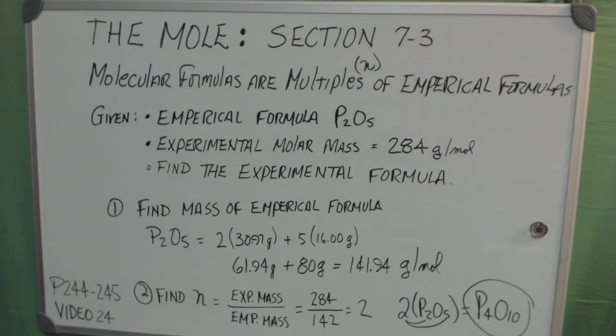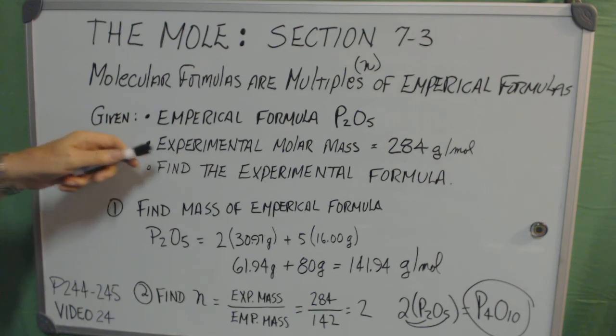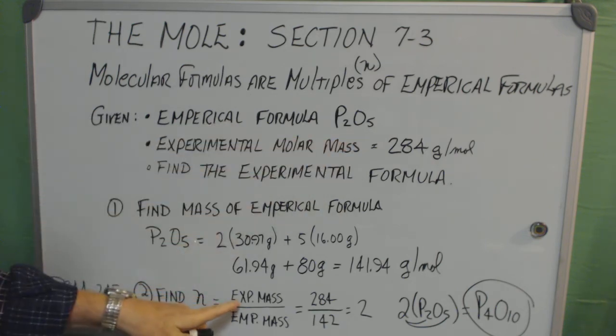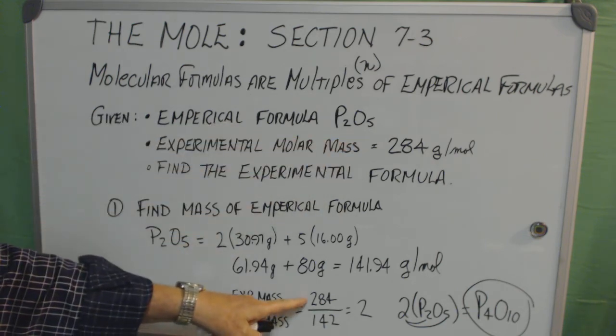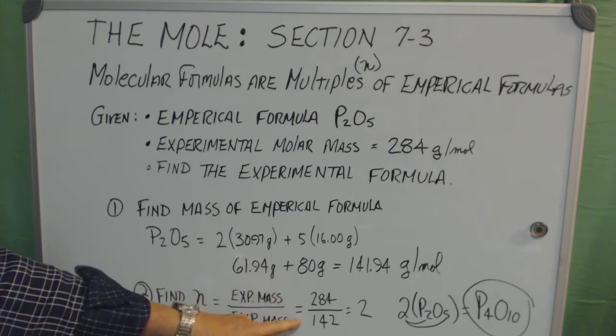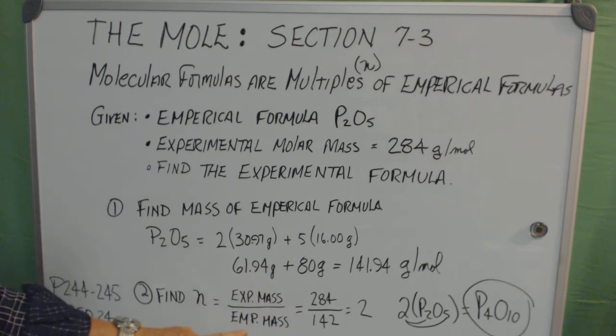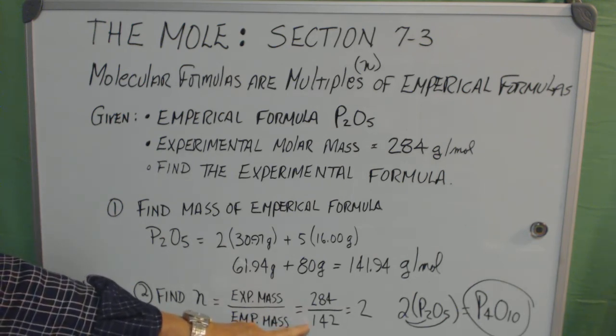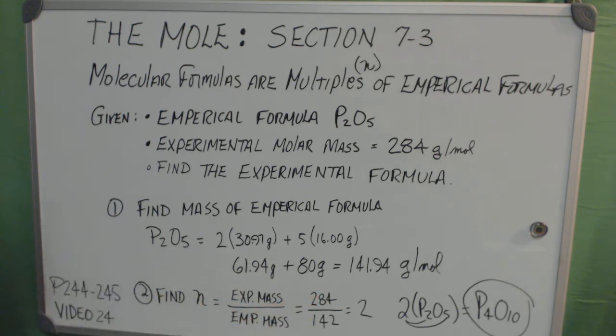And so I just take my experimental molar mass, 284, and divide it by my empirical mass of 142, and it goes in 2 times. You can round these numbers off pretty well, because we're looking for a whole number.